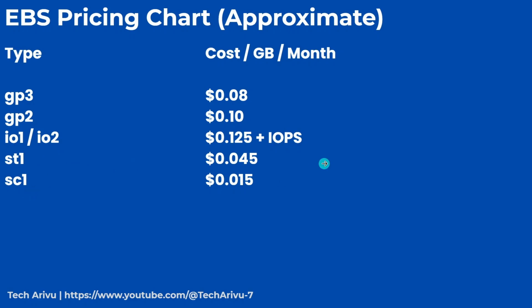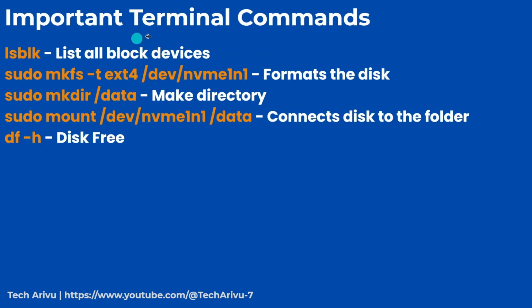If you are using the AWS free tier, you get up to 30 GB of EBS storage free for the first 12 months. This free tier includes GP2 and GP3. These are the important terminal commands which we will use in the demo on attaching and detaching volumes to the EC2. Let's quickly dive into the demo.